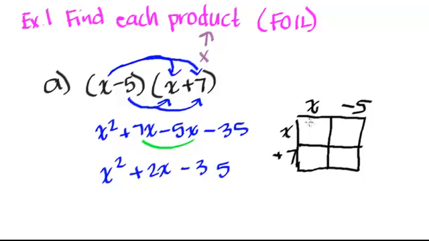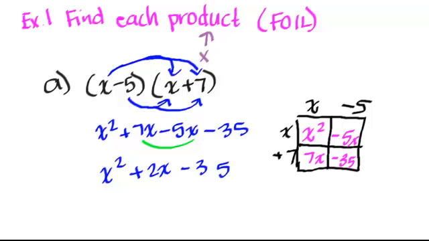And what I do is within each box, I'm going to multiply the numbers that correspond to it. So within this box, I multiply x times x, which will give me x squared. The second box, I have x times negative 5, which will give me negative 5x. Down on the bottom, x times 7, which gives me 7x. And last but not least, 7 times negative 5, which is negative 35.